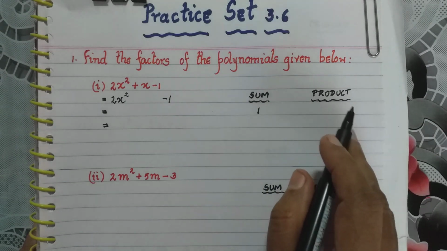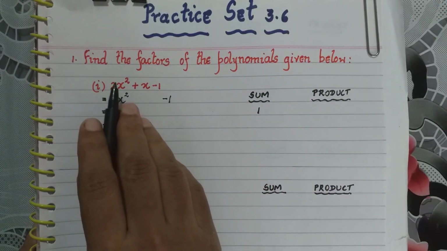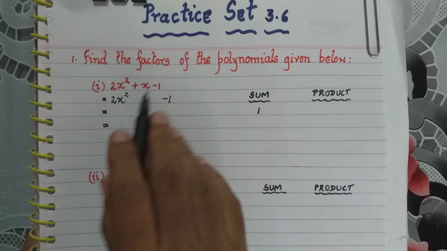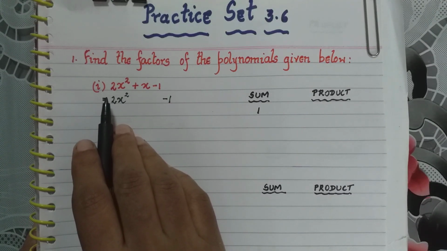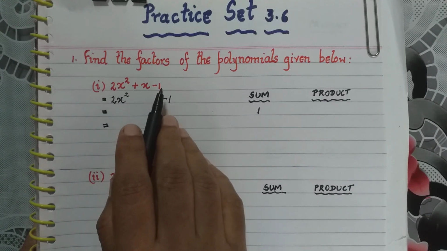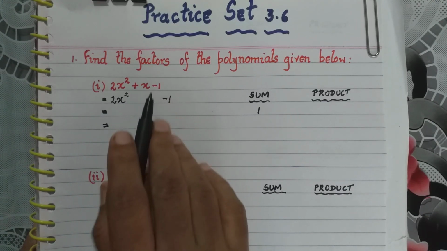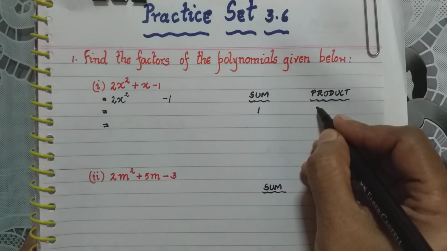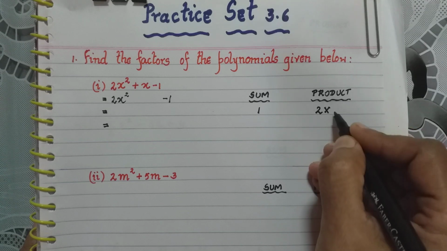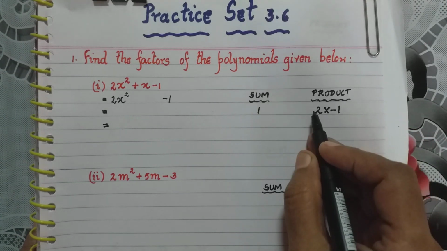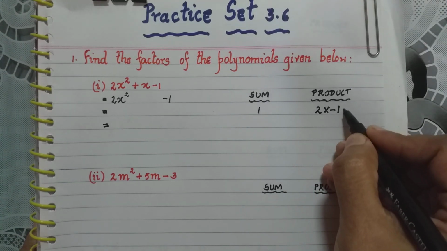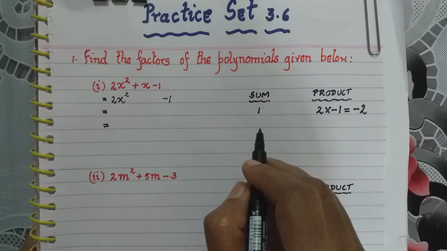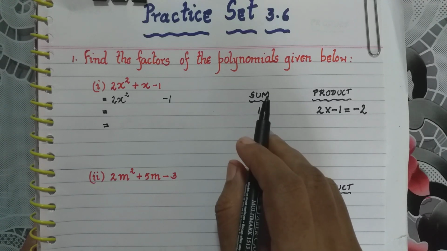Now, what is the product? So, how do we get the product? It is the coefficient of the x square term into the constant term. Coefficient of the x square term is 2. The constant term is minus 1. So, 2 and minus 1. So, product is got by 2 into minus 1. Now, what is 2 into minus 1? It is minus 2.